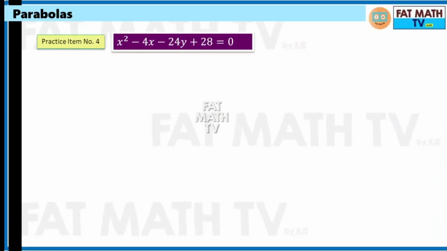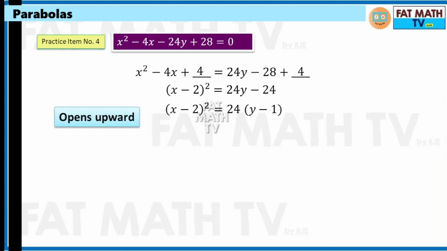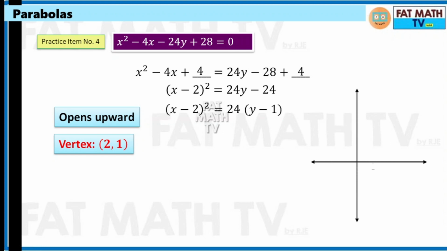Number 4. So we need to do completing the square here. So x squared minus 4x plus 4 equals positive 24y minus 28 plus 4. That is x minus 2 squared equals 24y minus 24. Factor out 24, you will get 24 times y minus 1. So h is 2, k is 1. So we have 2, 1. And since x is being squared and we have a positive here on the right, the parabola opens upward. So 2, 1 is on the first quadrant and opens upward.